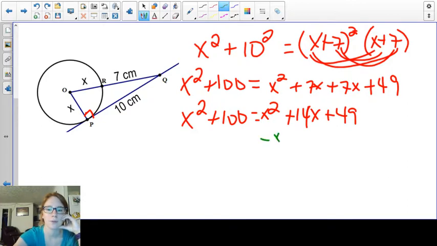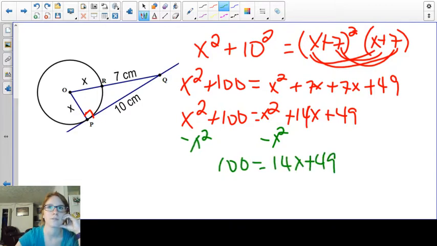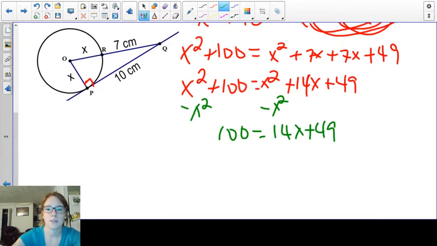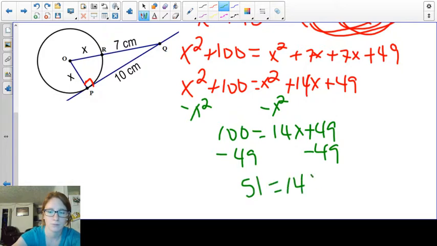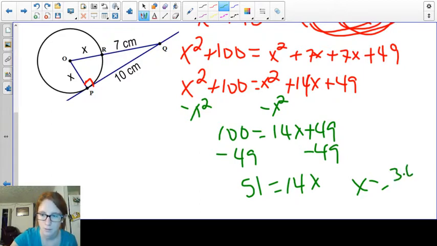Subtract X squared from both sides. I get 100 is equal to 14X plus 49. Subtract 49, get 51. X is then equal to 3.64 centimeters.